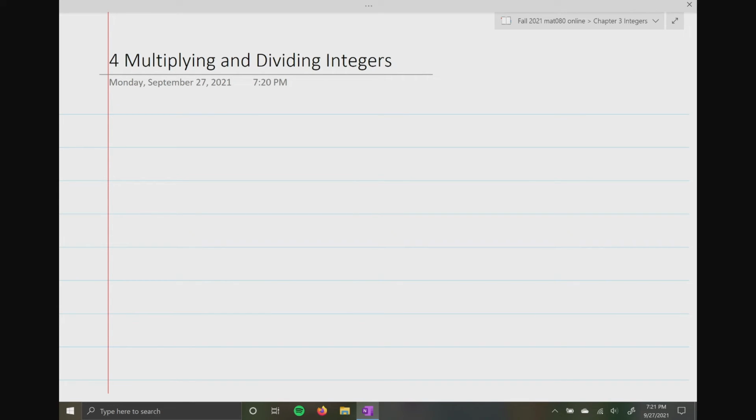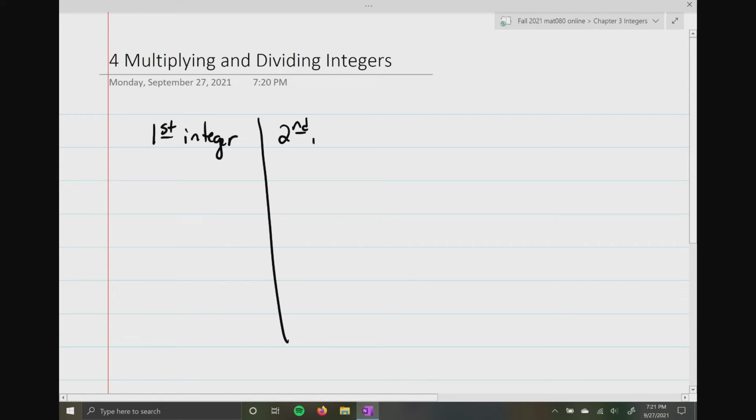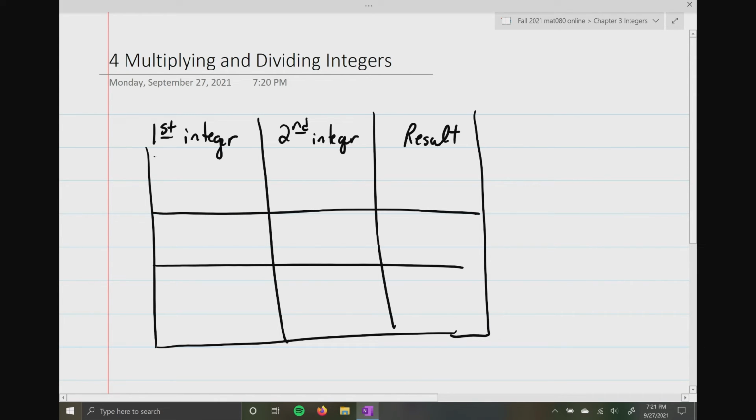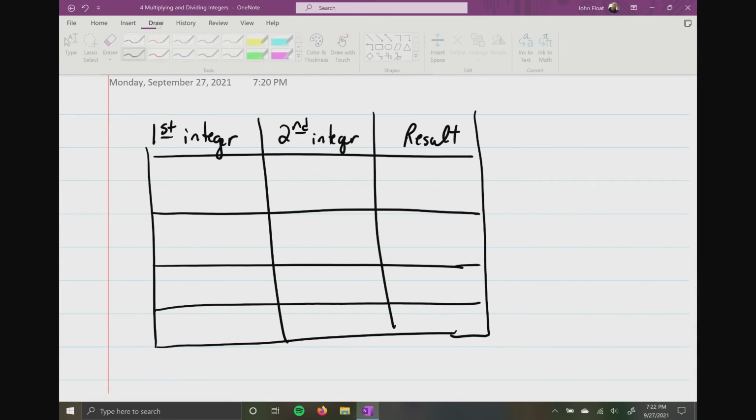So to help you, I'm going to create a little table. So we have our first integer, we have our second integer, and then you're going to have your result. Okay? So just give me a second and let me build this table for us here. That last line I don't like. There you go. That one's a little bit better. And I'm going to go ahead and just use the red marker here.